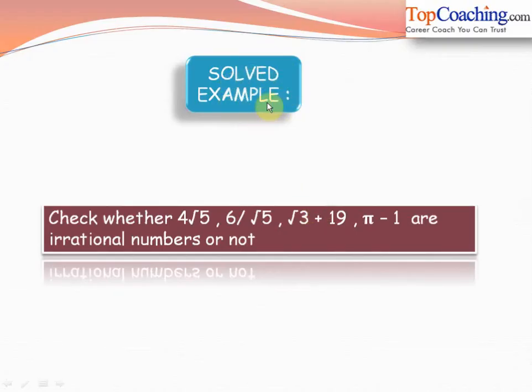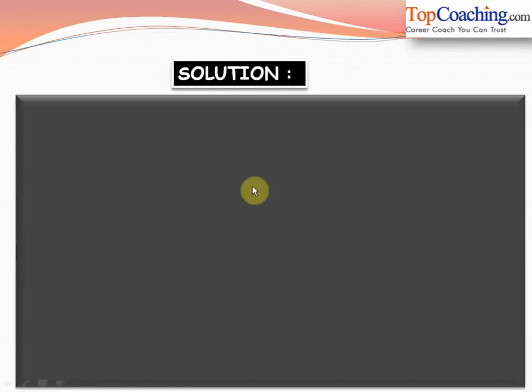So let's try to solve an example. Check whether 4 root 5, 6 pi root 5, root 3 plus 19, pi minus 1 are irrational numbers or not. So in this problem, we have been given 4 numbers, 4 root 5, 6 pi root 5, root 3 plus 19, pi minus 1. And we have to check whether these numbers are irrational numbers or they are rational numbers. So let's check out the solution of this.